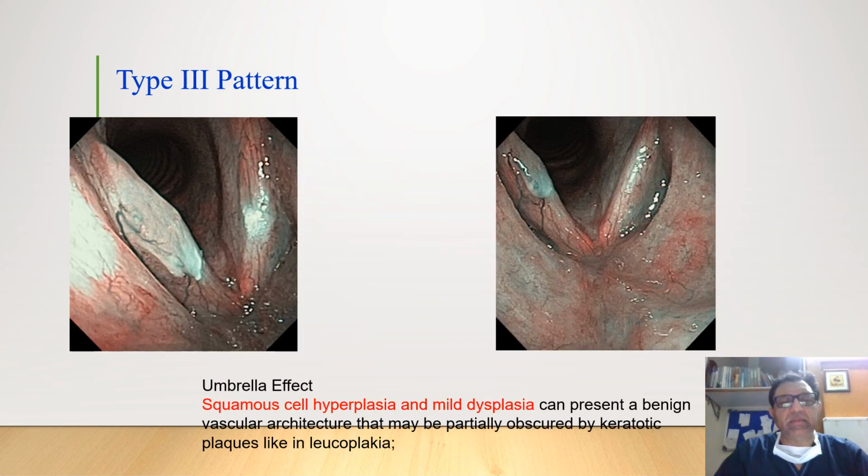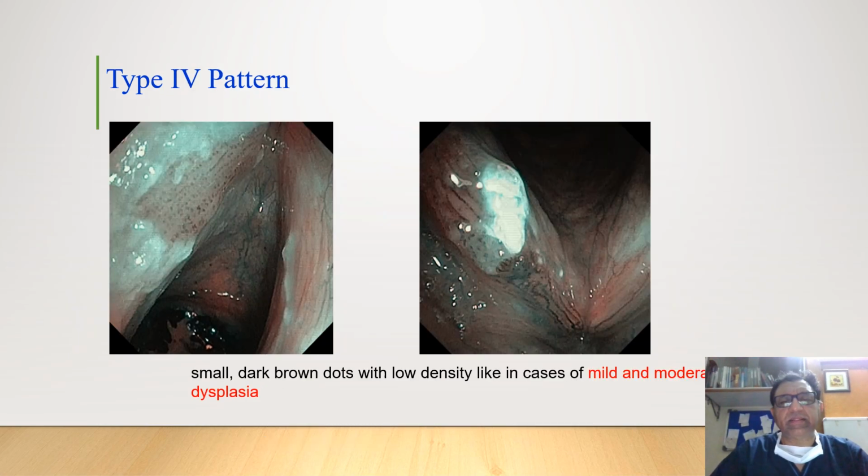Type 3 pattern is umbrella-like lesions, squamous hyperplasia and mild dysplasia, in which you can see the capillary coming from the ventricular side, and under the white flat lesion you can see the distribution of the capillaries there. So this is indicative of mild dysplasia. This is type 4 pattern, small dark brown dots. You can see in between there is a white lesion there on NBI, and these are mild to moderate dysplasias.